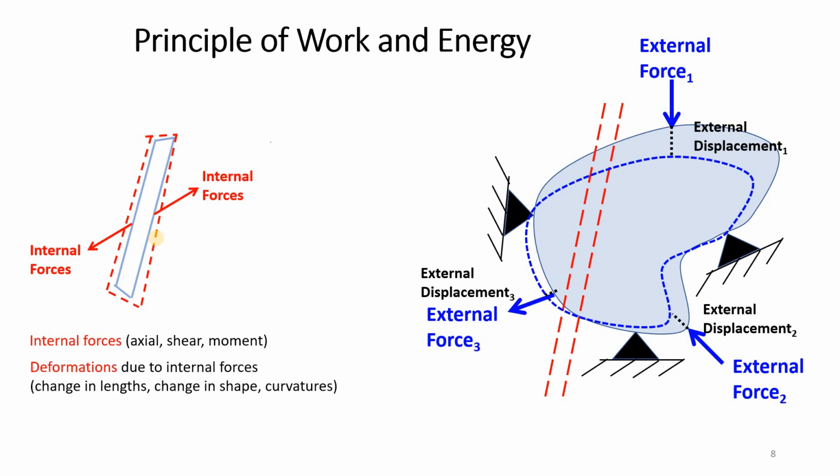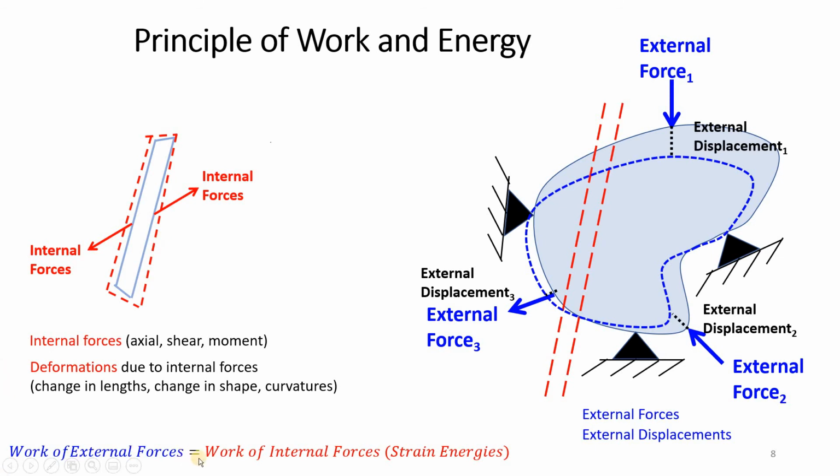And then there will be some deformations due to those internal forces, maybe changes in length, maybe changes in shape, maybe some curvatures. And then on this side, we have external forces and some external displacements. Now, the principle of work and energy says that the work of the external forces is equal to the work of the internal forces. And that work of the internal forces is also called strain energy. This is what the general principle of work and energy is: work of the external forces is equal to work of the internal forces.